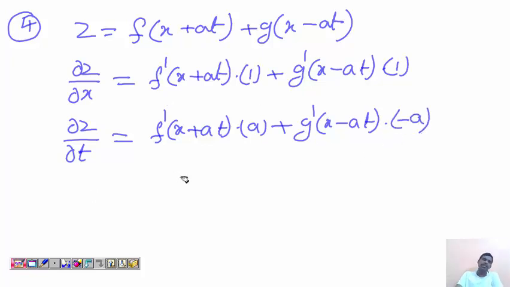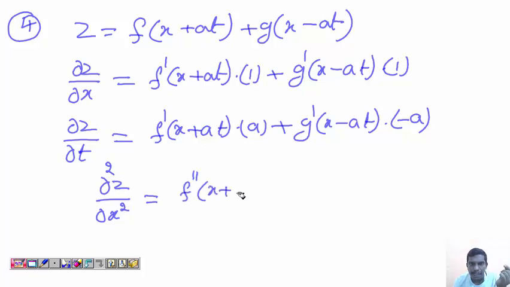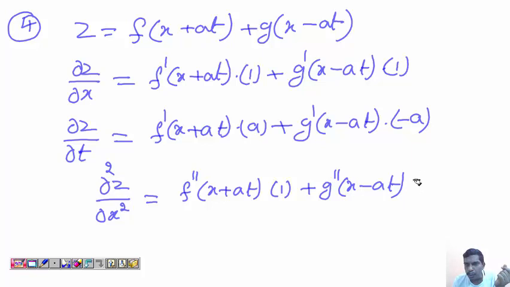Now from these two equations, it is not possible to eliminate both the functions f dash. Therefore, what I will do is, I will once again differentiate it. This is dou square z by dou x square, which is equal to f double dash of (x plus at) into 1 plus g double dash of (x minus at) into 1. You call this equation number 1.